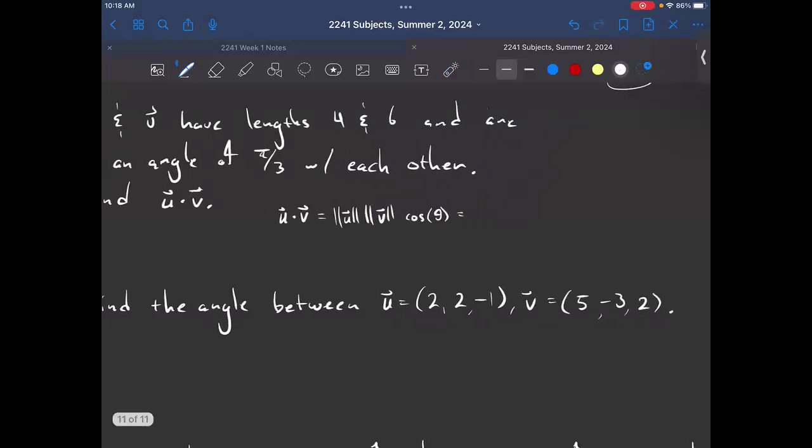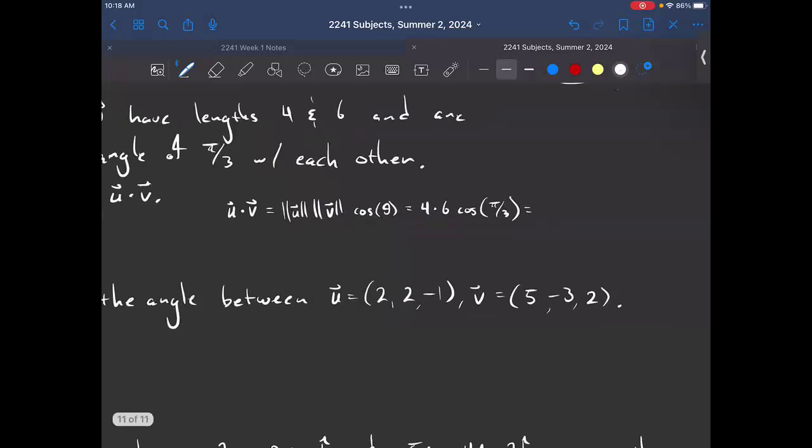So what we're going to write here is 4 times 6 times the cosine of pi over 3. And cosine of pi over 3, if you don't remember, is 1/2. So we've got 4 times 6 times 1/2. Half of 6 is 3, and then 4 times 3 is 12. So there's our dot product of u and v.